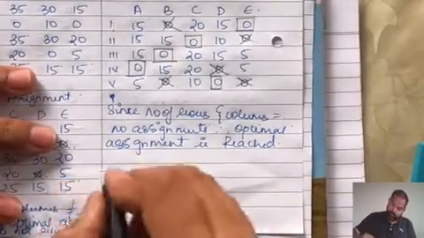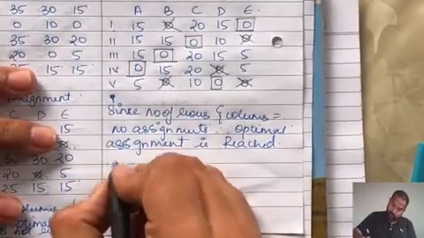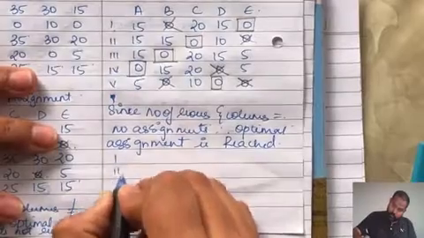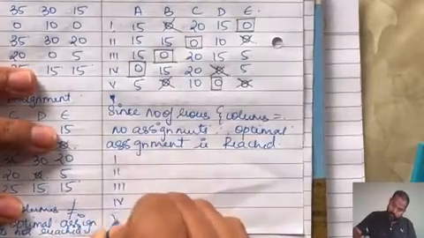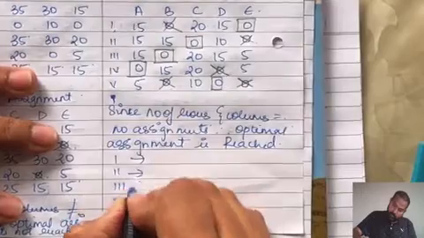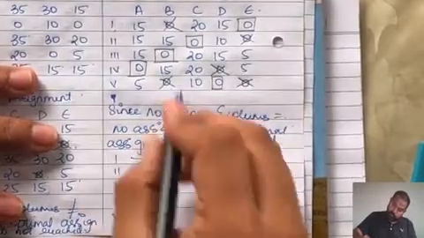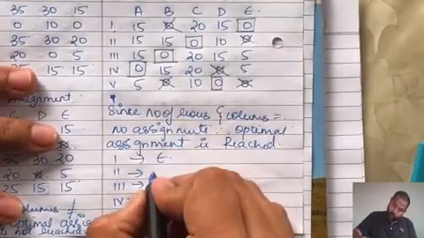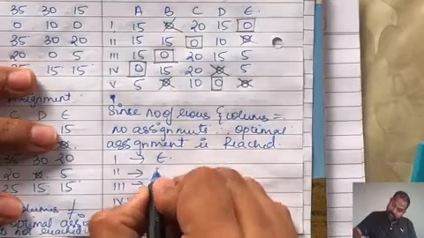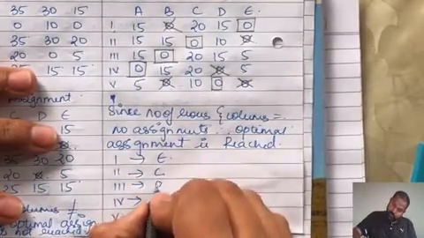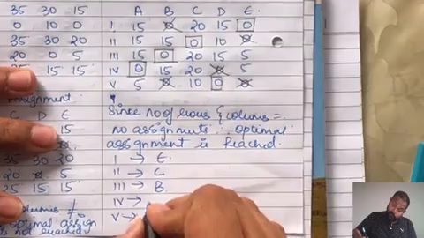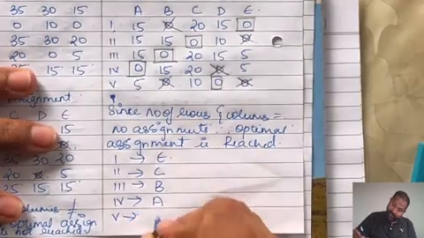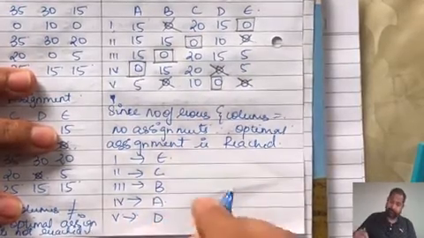And what is that optimal assignment? 1, 2, 3, 4, 5. Okay, let me start here. 1, 2, 3, 4, 5. 1 here goes to E. 2 goes to C. 3 goes to B. 4 goes to A. And 5 goes to D.